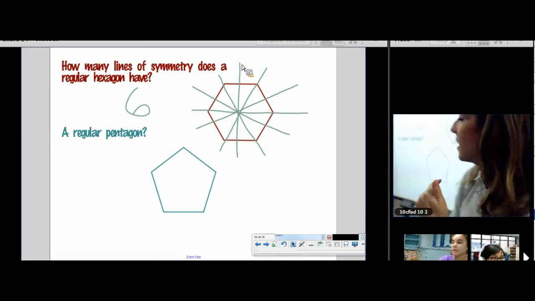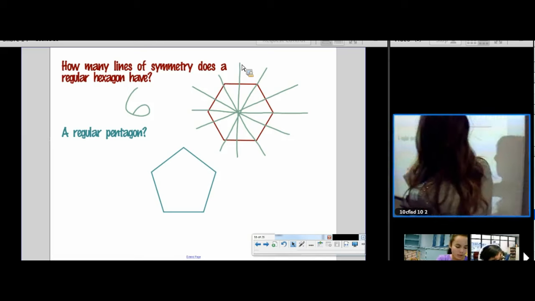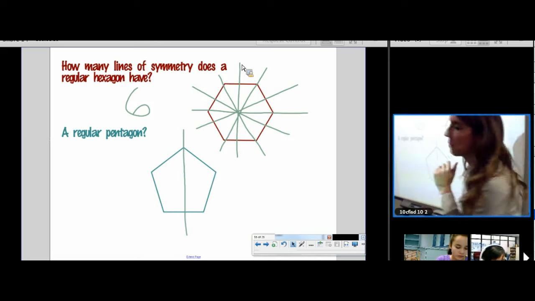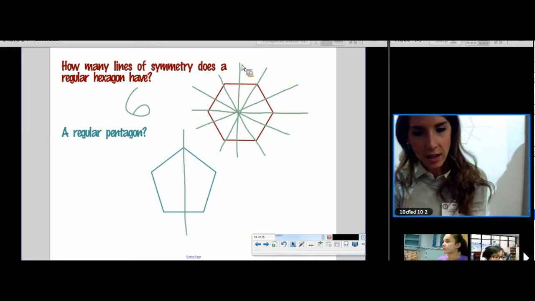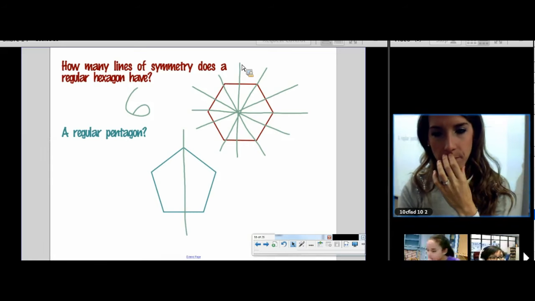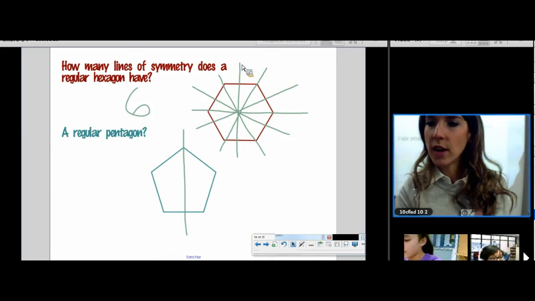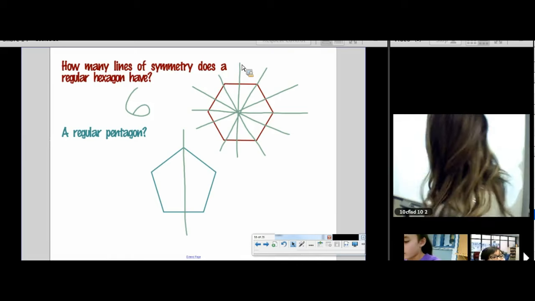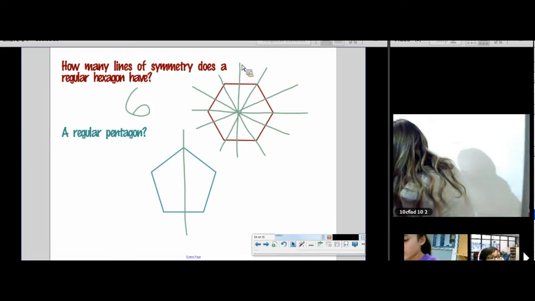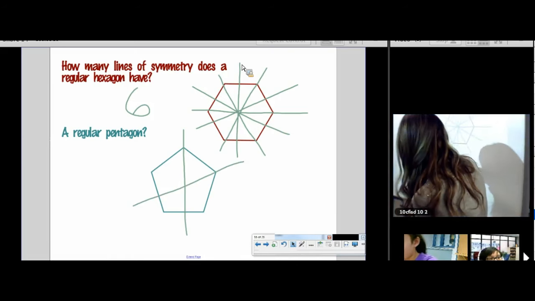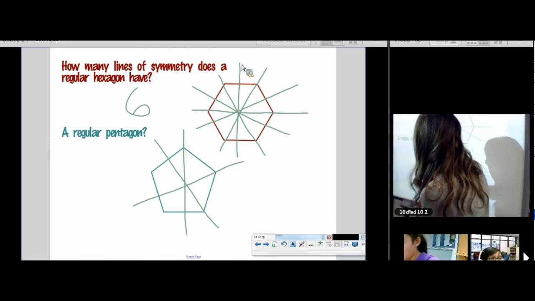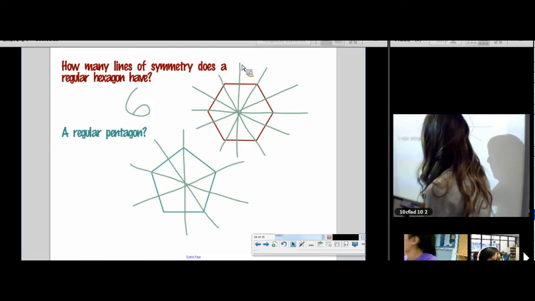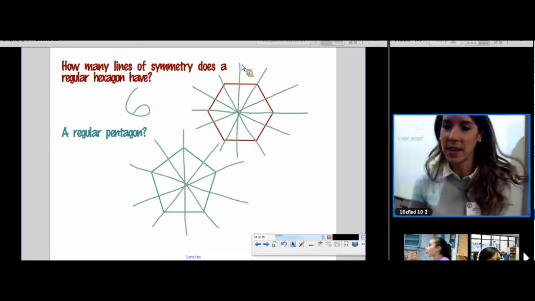Coincidence or not coincidence? Okay, what about a regular pentagon? Definitely has that one. If it's regular, does it have any more? So I connected vertice to side. I bet I could do that here. Vertice to side. Vertice to side. Vertice to side. Oh my goodness, how many did I draw? 5.